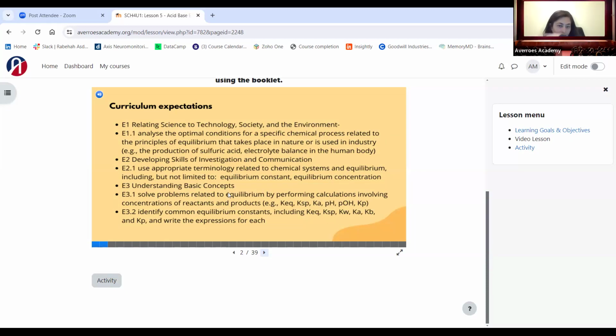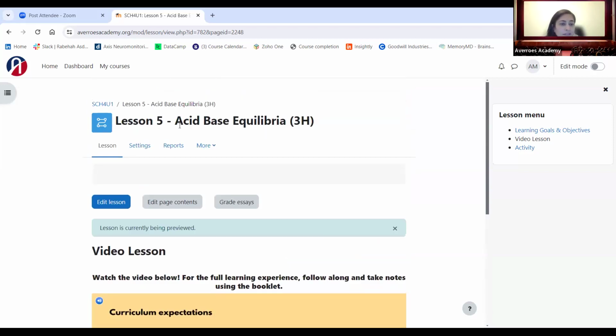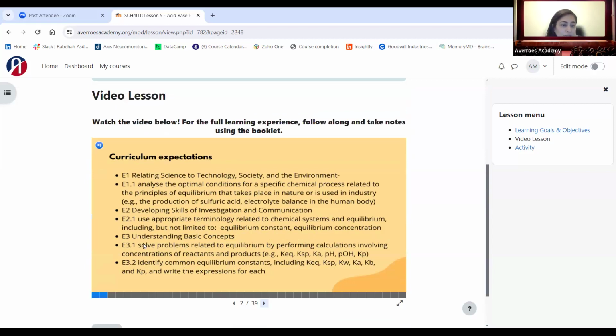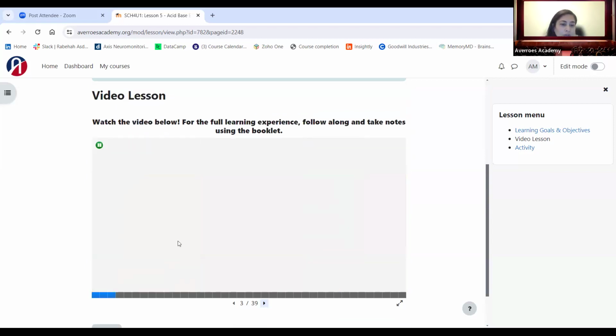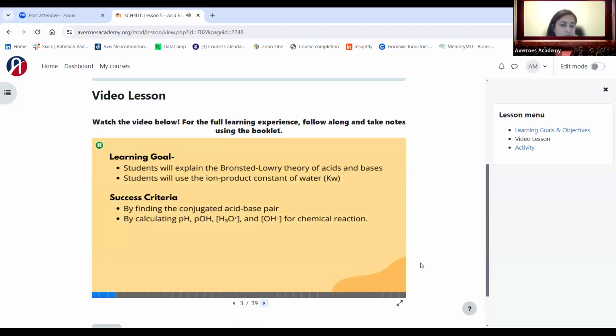So these are your expectations for this topic. Again, lesson 5, acid-base equilibria. More importantly, your learning goals and success criteria. Students will explain the Bronsted-Lowry theory of acids and bases and use the ion product constant of water, or Kw. In your success criteria, you'll do this by finding the conjugate acid-base pair and by calculating pH, pOH, H3O plus, and OH minus, the concentration of those for a chemical reaction.